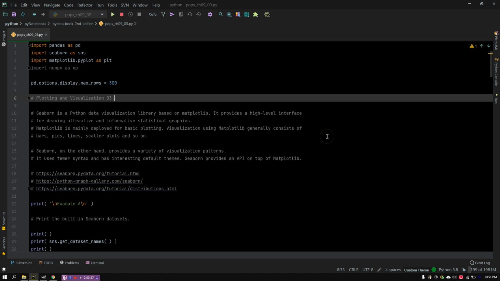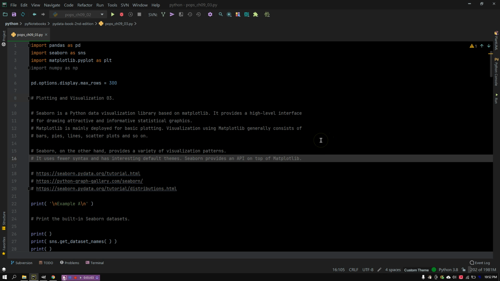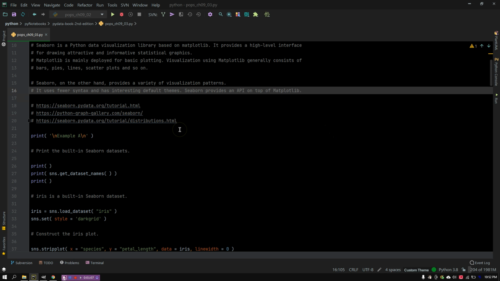Matplotlib is mainly deployed for basic plotting. Visualization using Matplotlib generally consists of bars, pies, lines, scatter plots, and so on. Seaborn, on the other hand, provides a variety of visualization patterns. It uses less syntax and has interesting default themes. Seaborn provides an API on top of Matplotlib. This makes the drawing a little bit slower, but prettier.